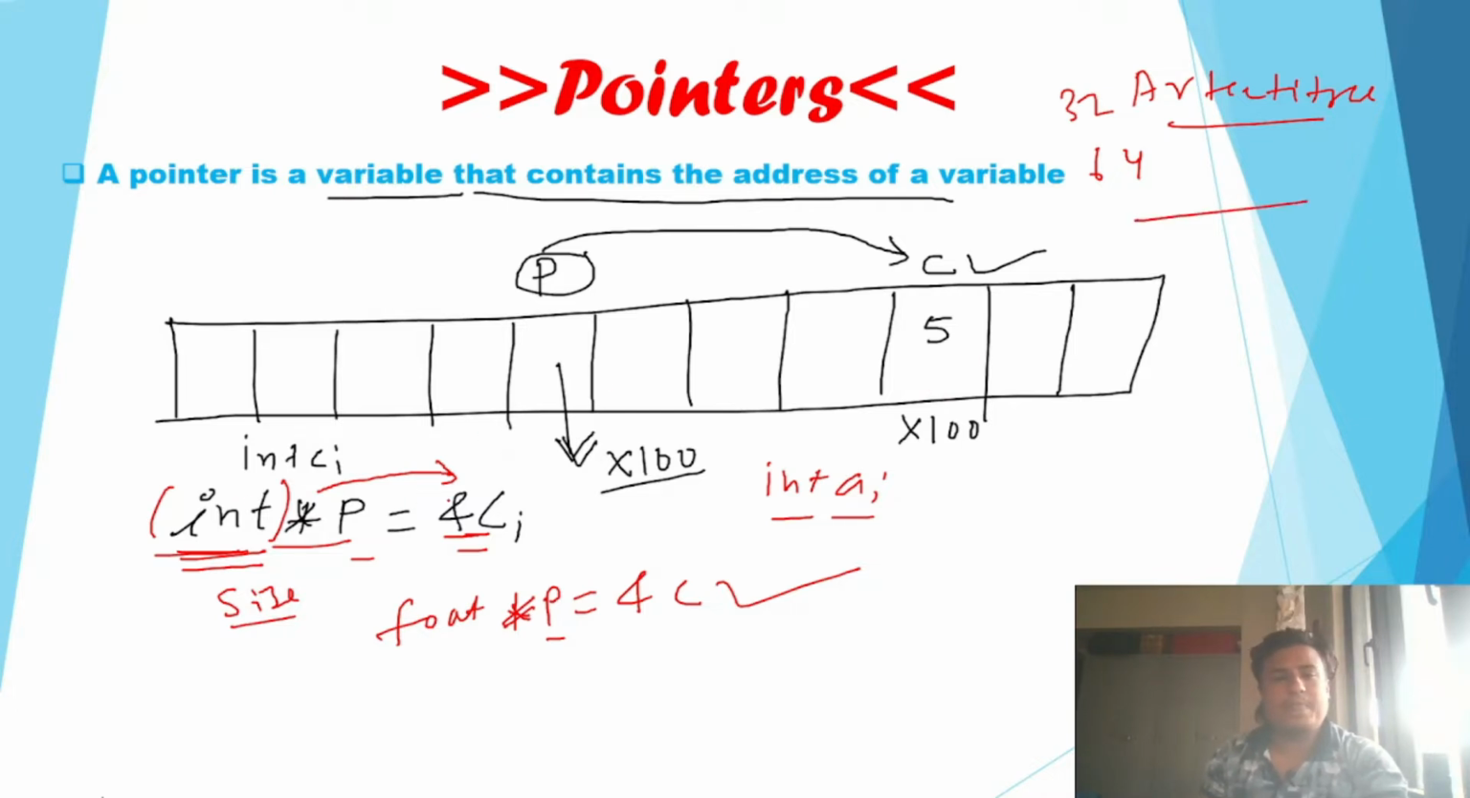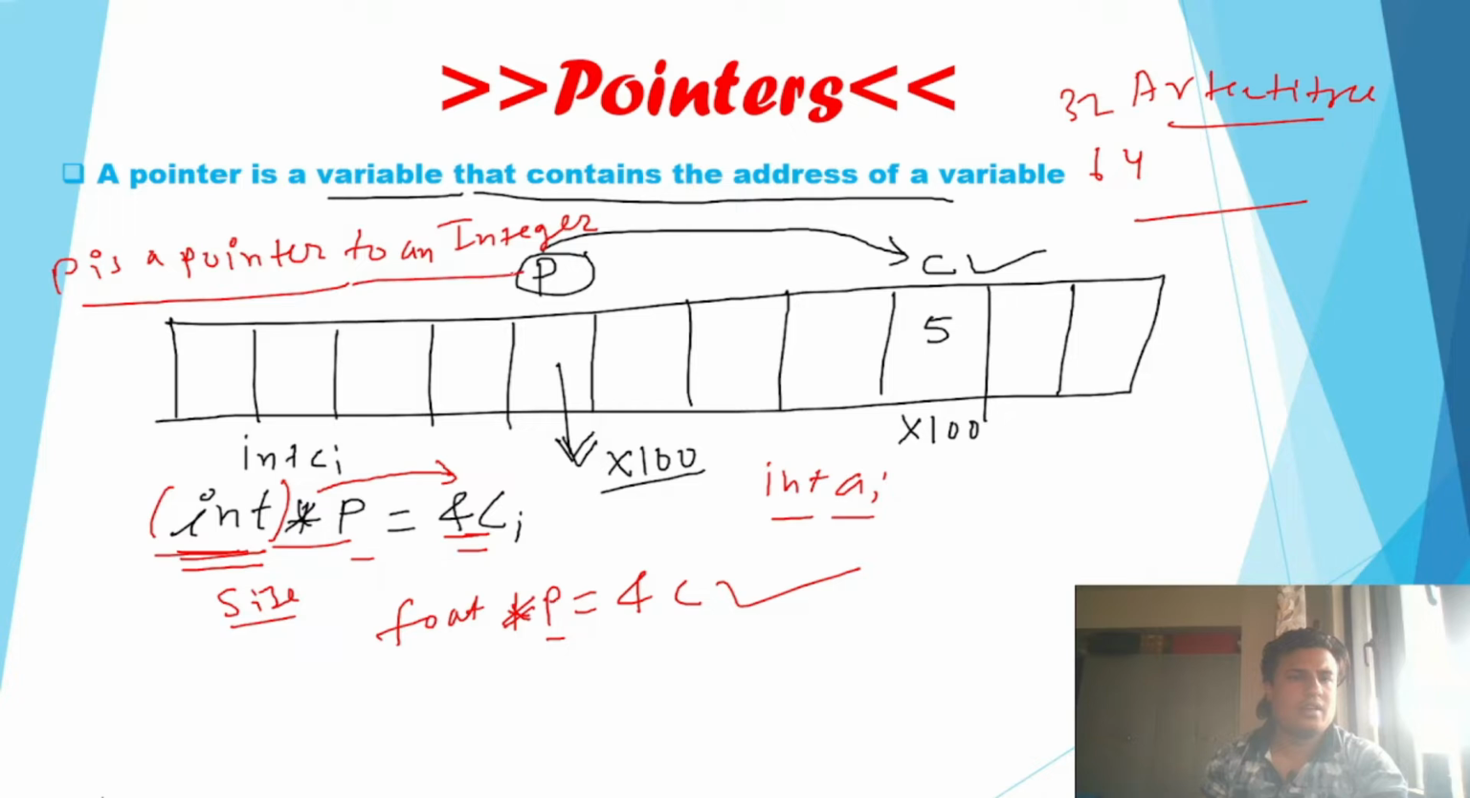It is just used to point to the address of the data type which we are pointing to, which will help in pointer arithmetic only. So int asterisk p means p is a pointer to an integer. So what does this mean? P is a pointer to an integer. Okay, hope it is clear. This means, and this is the pointer to floating point.